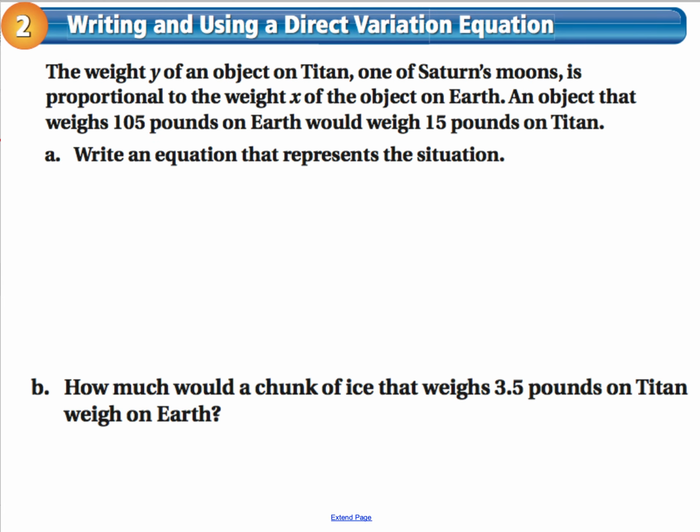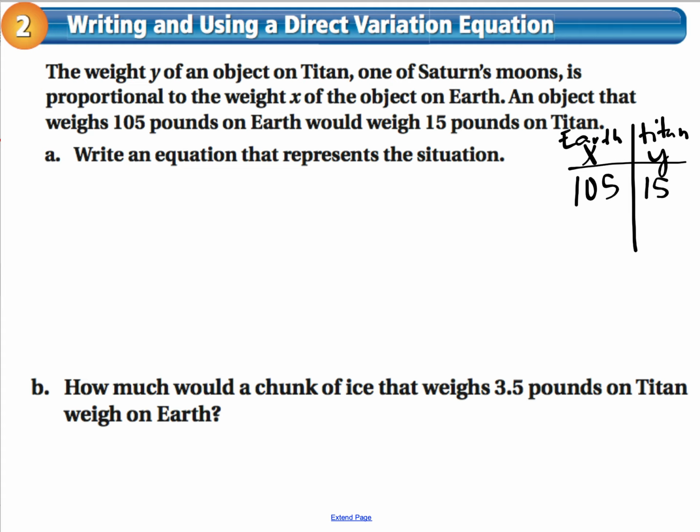Okay, the weight y of an object on Titan, one of Saturn's moons, is proportional to the weight x of the object on Earth. An object that weighs 105 pounds on Earth would weigh 15 pounds on Titan. Write an equation that represents this situation. All right, first, we are told that the weight on Earth is x, then the weight on Titan is y, and 105 pounds on Earth is 15 pounds on Titan.